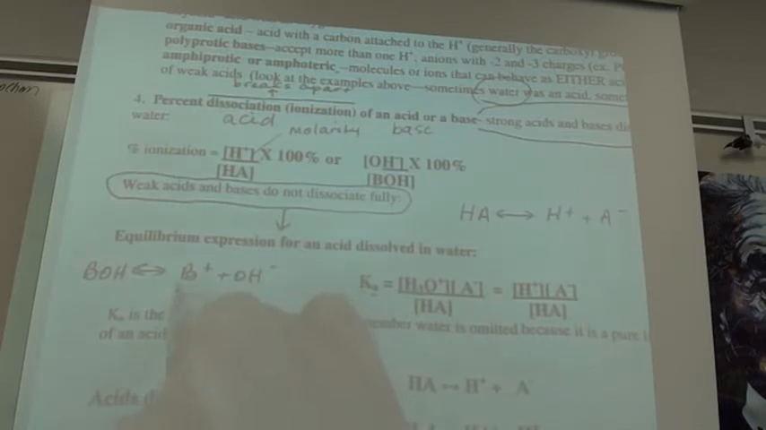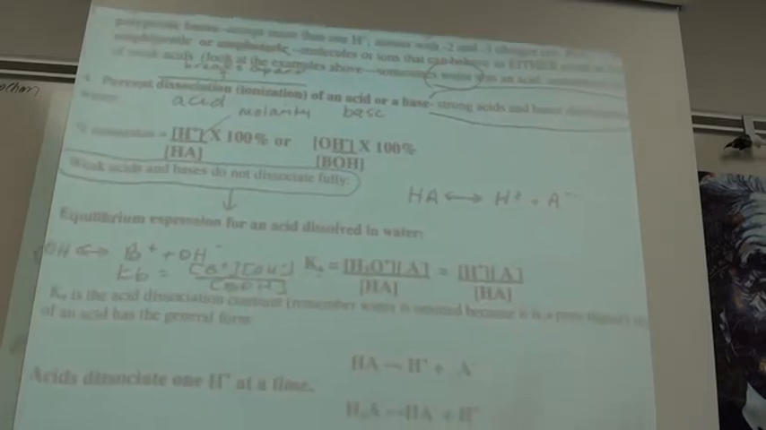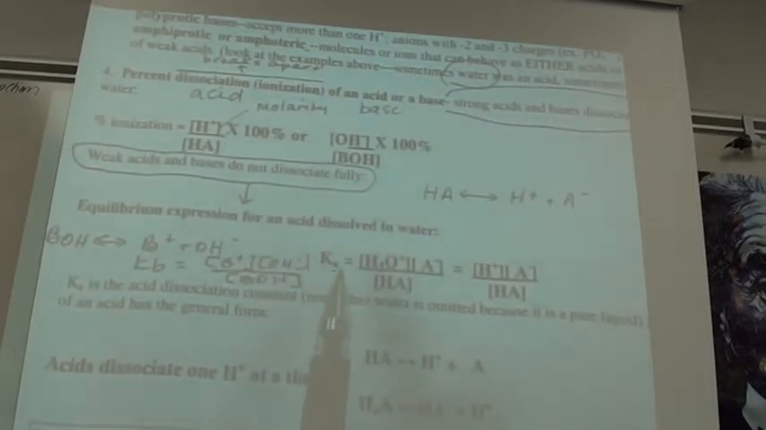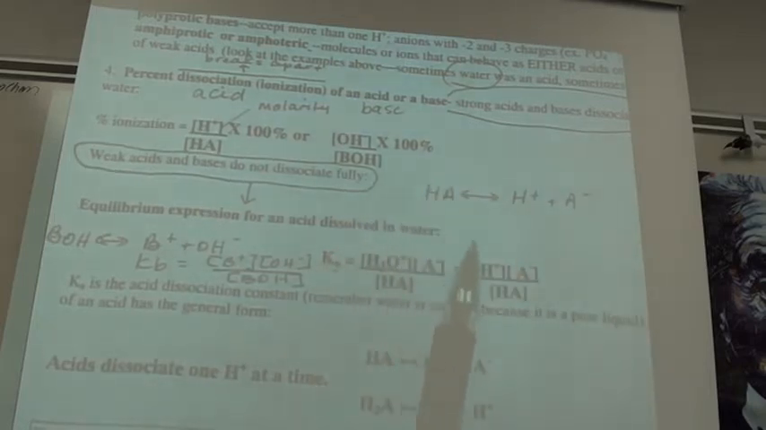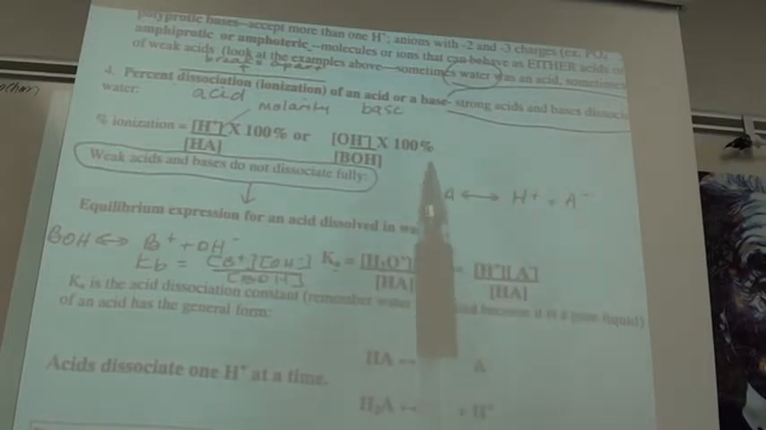Same thing with a weak base. You can have a Kb expression as well. The smaller the Ka or Kb, you fill in that blank, the weaker the acid and the more the acid is favored. Equilibrium lies to the left. So the smaller the Ka, the more of this at equilibrium we have and the less of this.